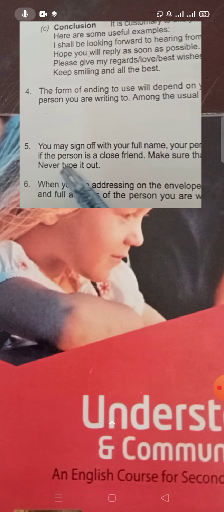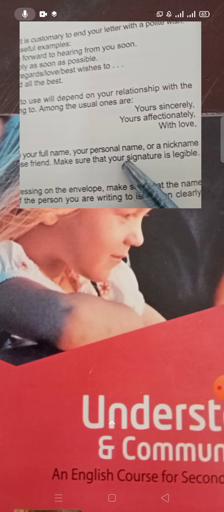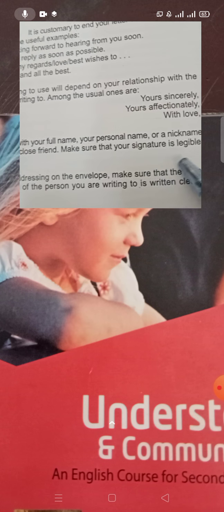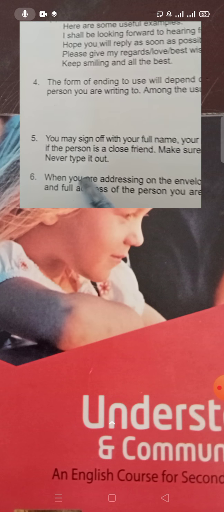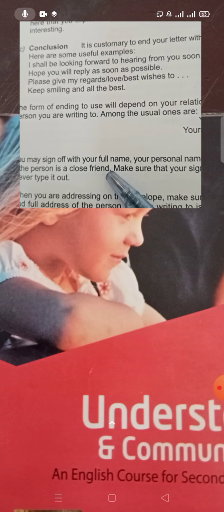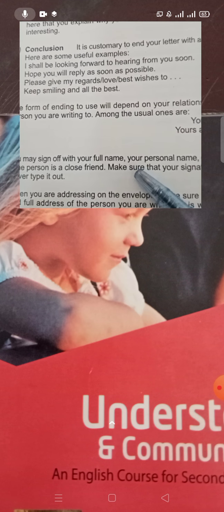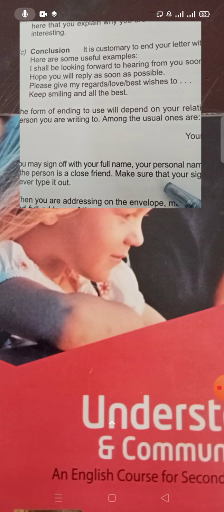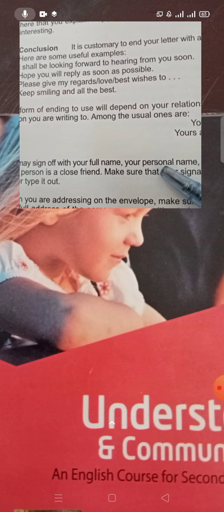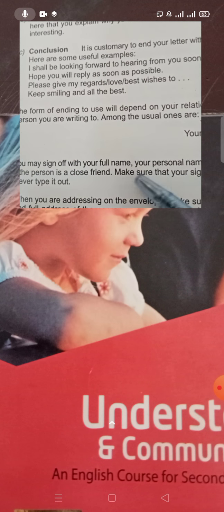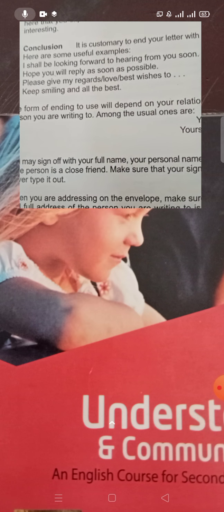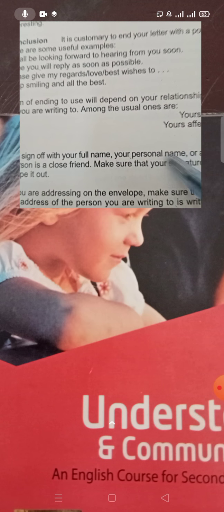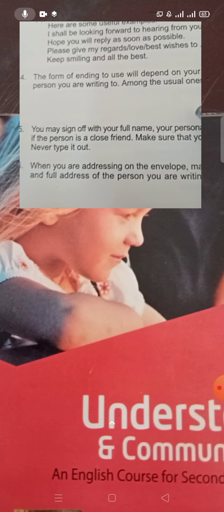Number 5, you may sign off with your full name, your personal name, or a nickname. If the person is a close friend, make sure that your signature is legible. Never type it out. When you finish your letter, you may sign off with your personal name or your nickname if the person you are writing to is your close friend. Never type your signature. You must write it by hand, by pen. Remember this: never type your signature.